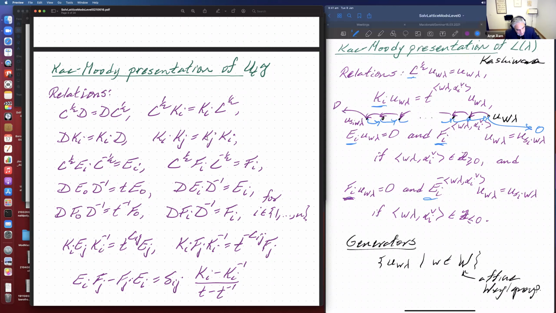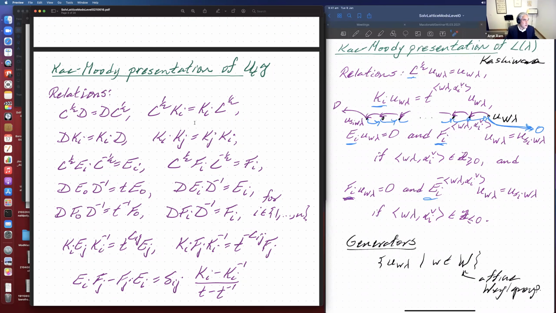E goes out to 0 if you're at this end of the string. So if you're at the positive end of the string, then E x is 0. If you're at the negative end of the string, then F x is 0. And E has to take you from one end to the other, and F has to take you from one end to the other. So that's how you parse these relations. And this is a presentation for the extremal weight module, and it works for any level. All right, so that's how that game goes.